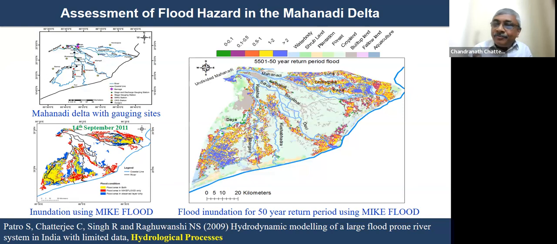Now, such types of flood hazard maps are unfortunately not available for a country like India. Whereas if you see US and Europe, these are very standardized maps which are available, and they are in the process of fine-tuning them. This is about the flood hazard.